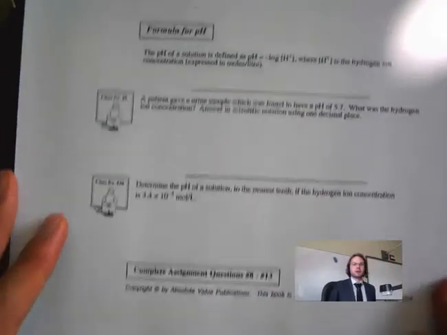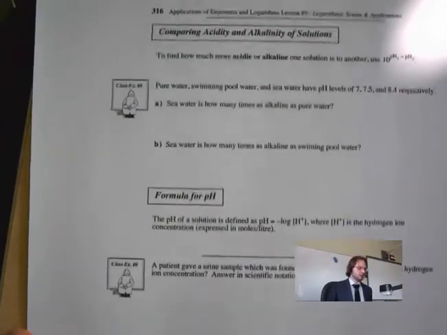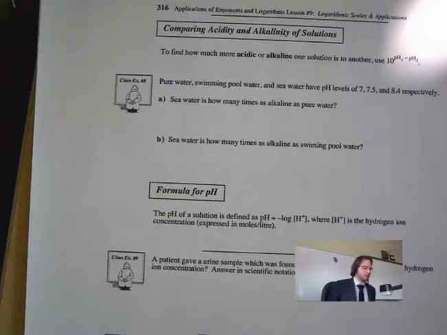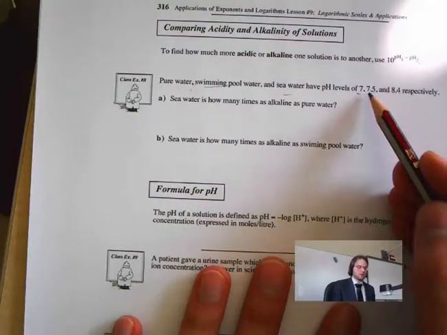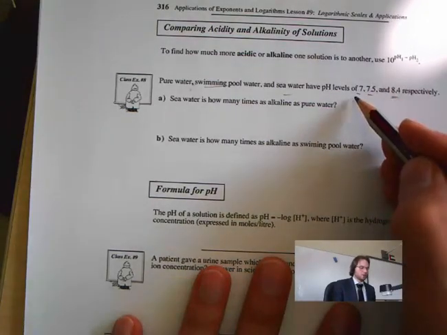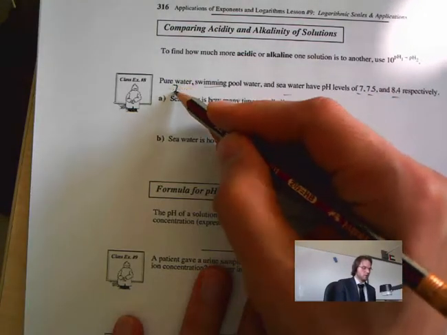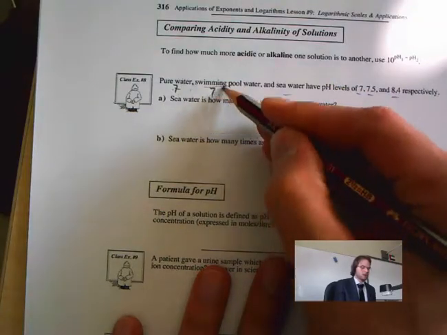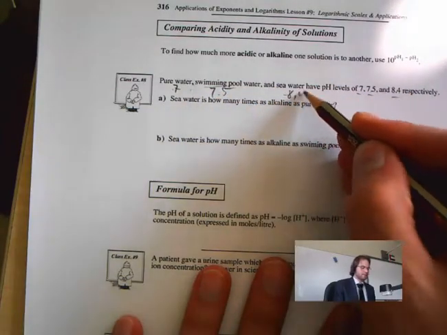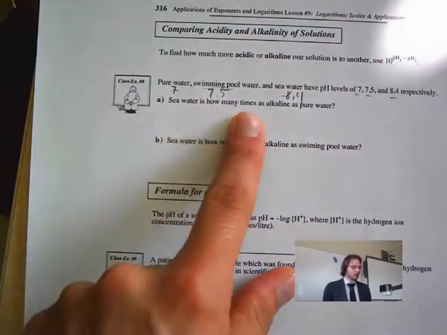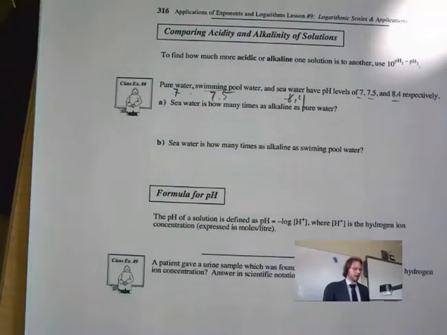There we go. Now, let's take a look at this next one here, which is pure water in a swimming pool and seawater have pH levels of, so we have pure water, swimming pool water, and seawater. Pure water is 7, swimming pool is 7.5, and 8.4 is the seawater. Now it says the seawater is how many times as alkyne as the pure water?